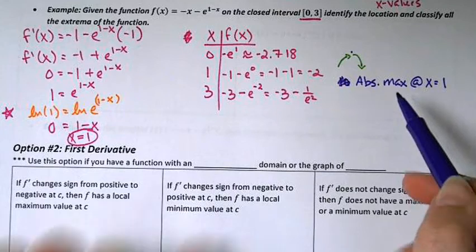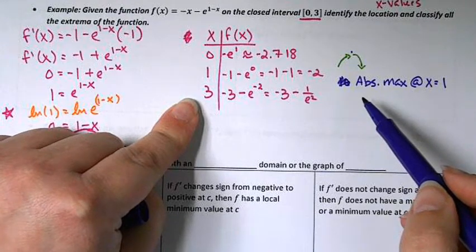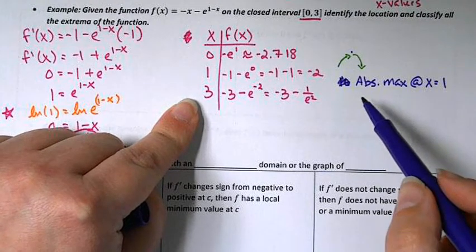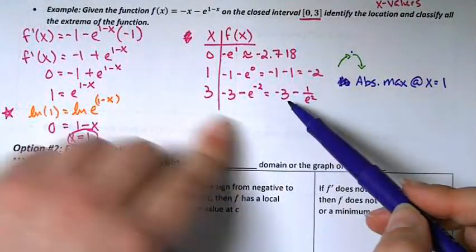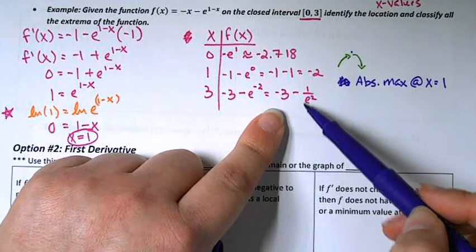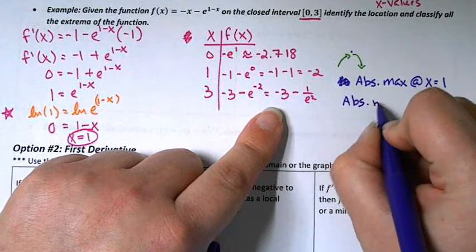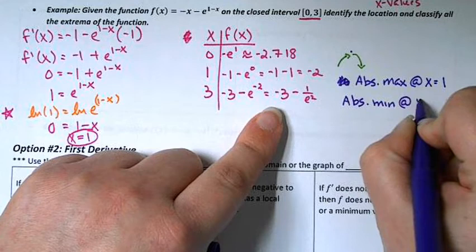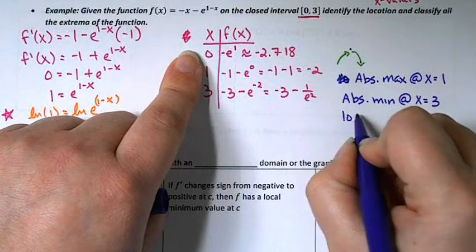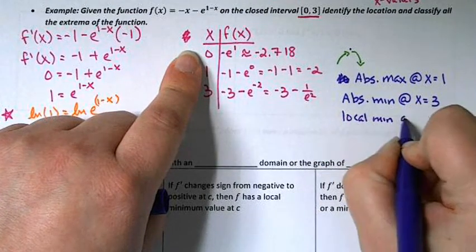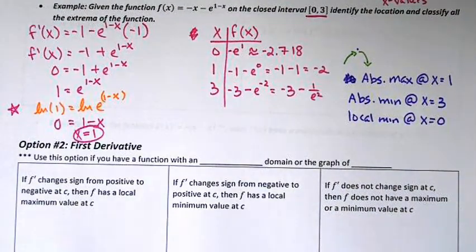All right, that means then that these endpoints at 0 and 3 are both going to be minima. We know that one is going to be an absolute min and one is going to be a local min. So when we look here, this negative 3 point whatever is going to be the lowest that we go. So that is going to be our absolute min. So that is at x equals 3, which means at 0 we have a local min. Okay, so that is option 1.